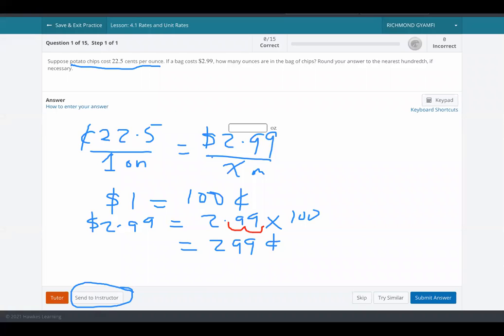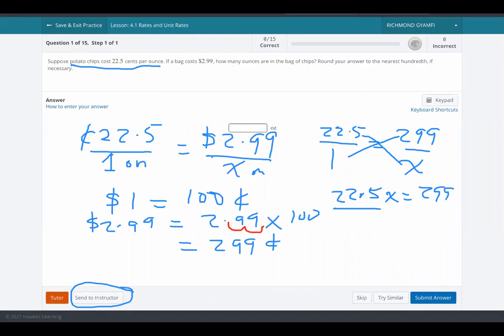So I could change this proportional equation. And what am I going to have? 22.5 cents over 1 equals 299 over x. So now I have cents on top, on both sides of the equation. Now I could cross multiply at this point. When I cross multiply, I'm going to have 22.5 x equals 299 times 1. Of course, that is 299.